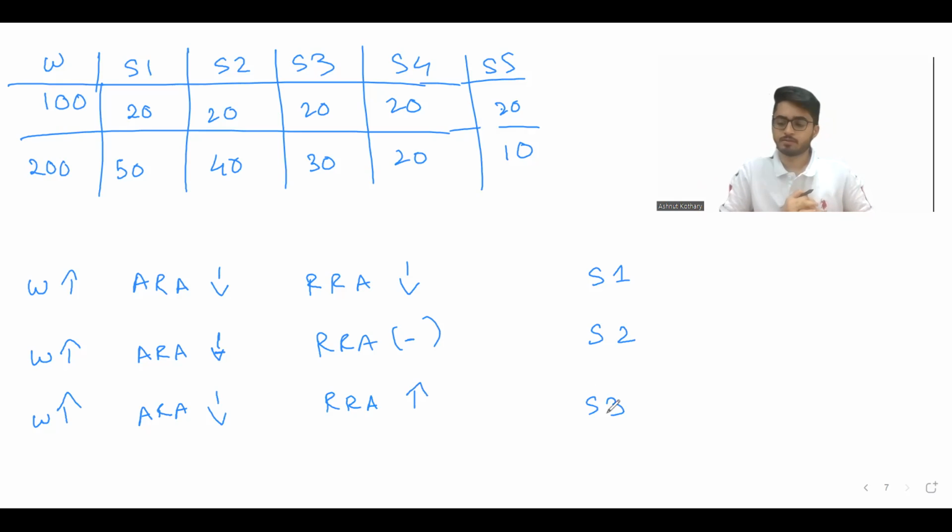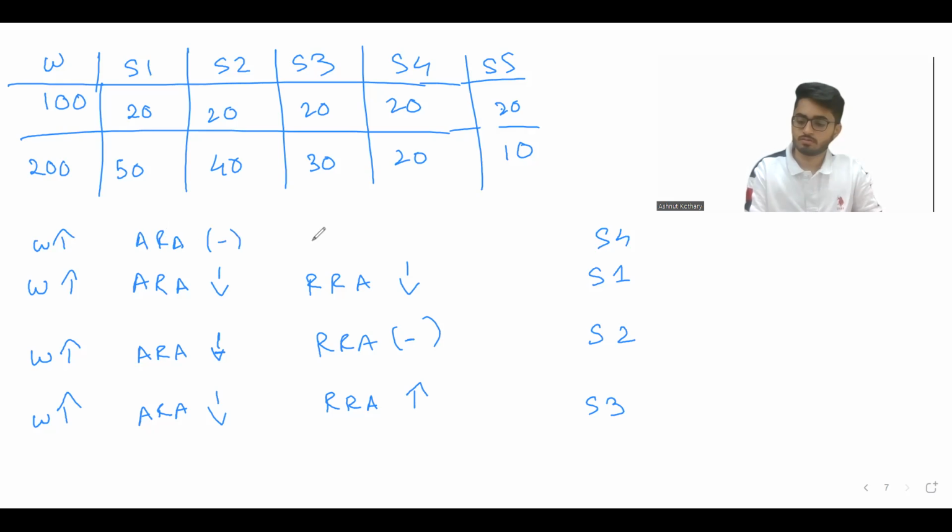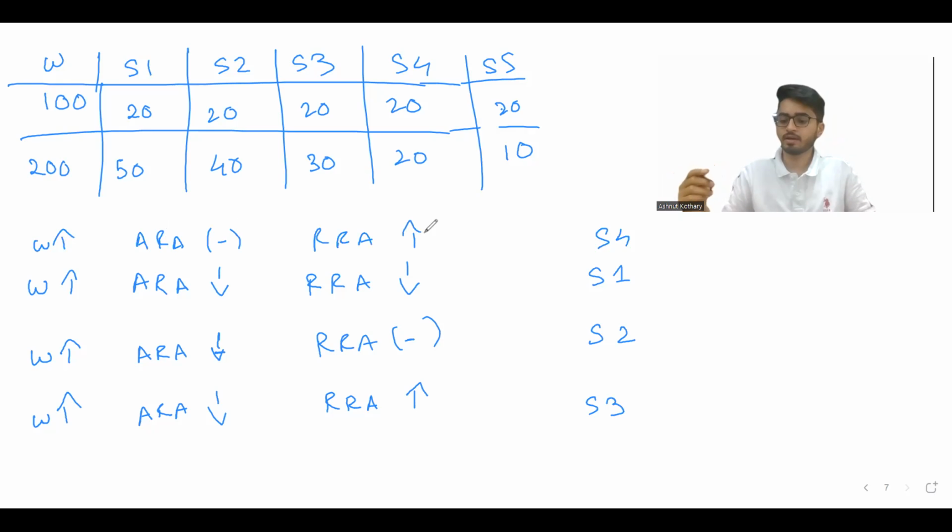What happens in scenario 4? As wealth increases, ARA remains the same and RRA increases. And fifth case, as wealth increases, ARA is increasing and RRA is also increasing.